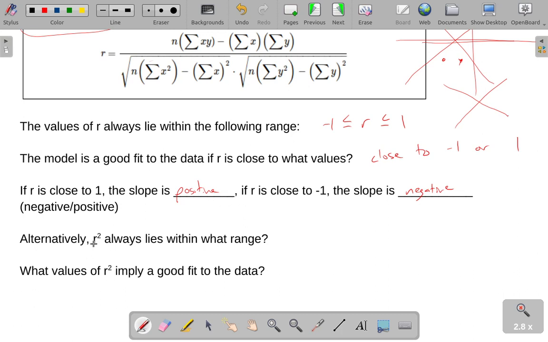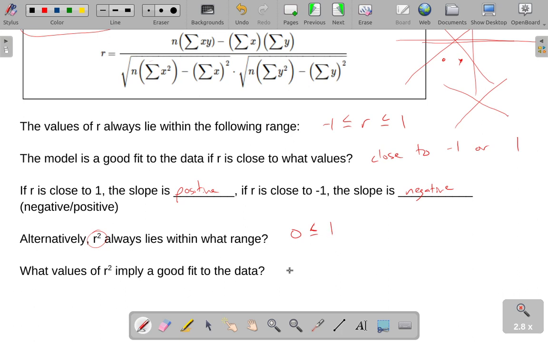Alternatively, because r has this weird thing, where it's good when it's close to -1 or +1, because it has two separate areas where it's good, it's bad if it's close to 0. Sometimes people look at r squared instead of looking at r, and what that does is it kind of folds this over. All those negative values become positive, and r squared always ends up being between 0 and 1.